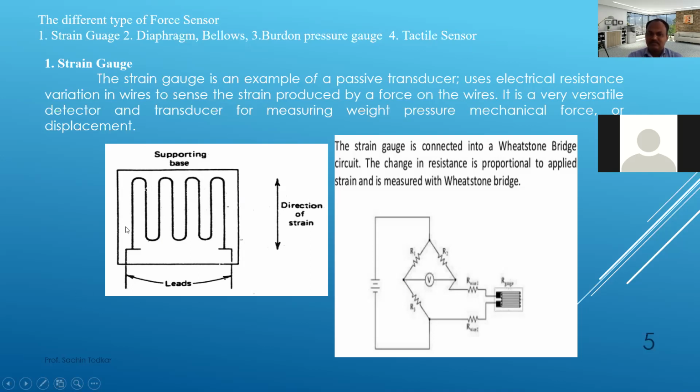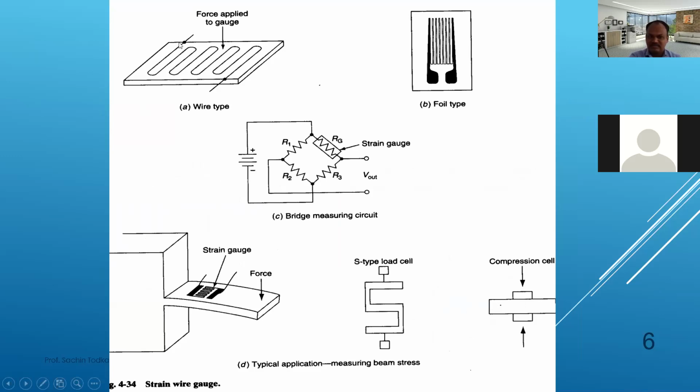The strain gauge is a passive kind of transducer in which electrical resistance variation is sensed with the help of the Wheatstone bridge. If there is a change in the length of that particular strain gauge, then you will get a change in resistance, and it is very easy to detect. The transducer for measuring weight, pressure, mechanical forces, and displacement is like this. So a strain gauge is nothing but a wire type or foil kind of strain gauge.